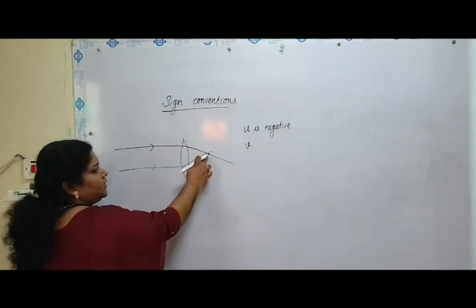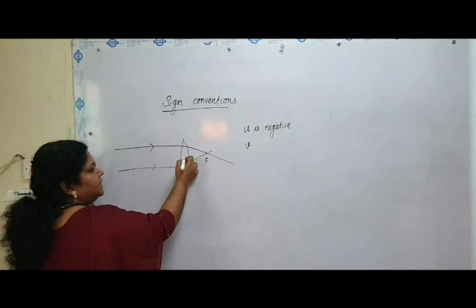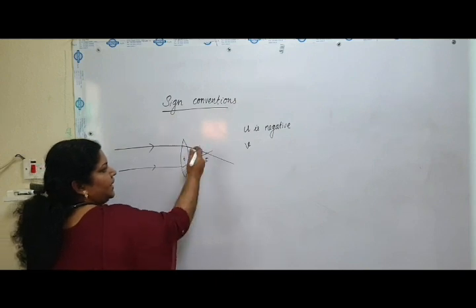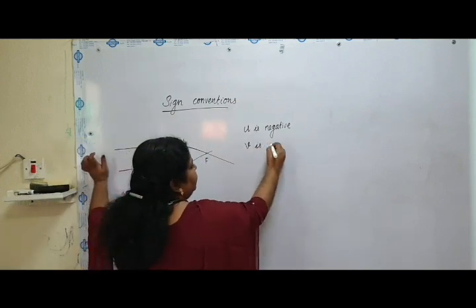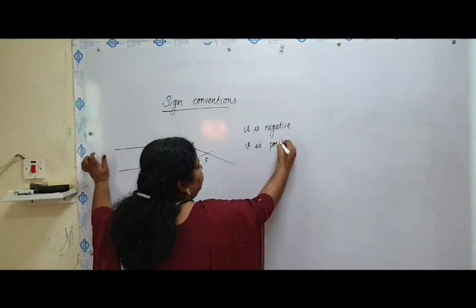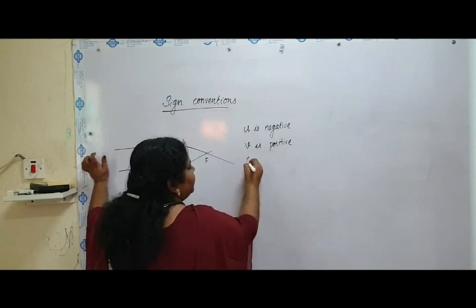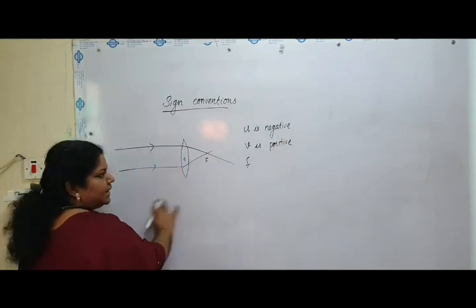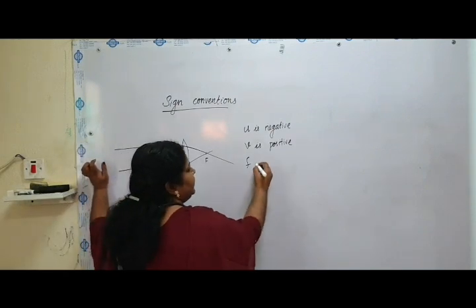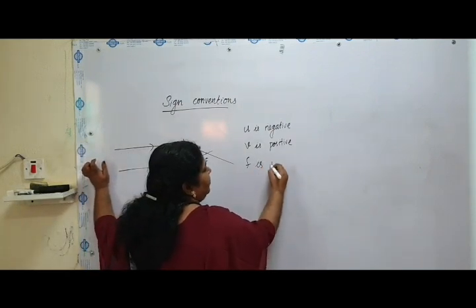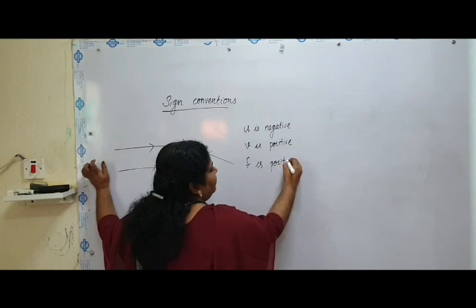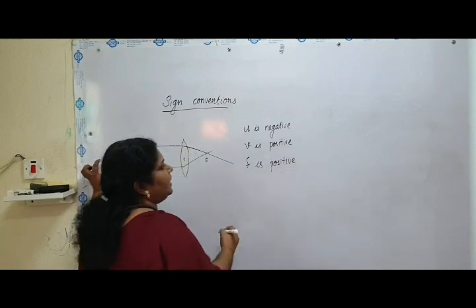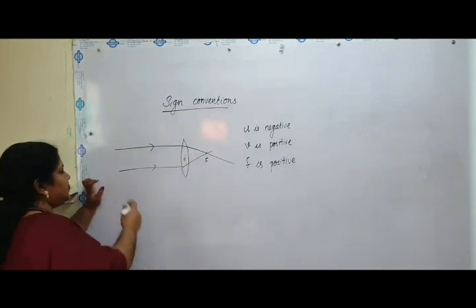V means the image is formed at focus. From the optical center O, it is towards right, so V is positive. And focus we cannot say from this diagram. We will just take for a convex lens focal length is positive. So this is the case when object is at infinity.